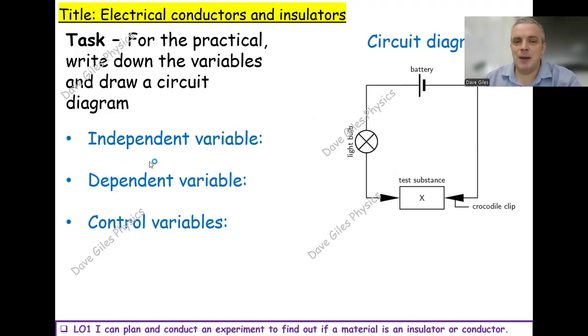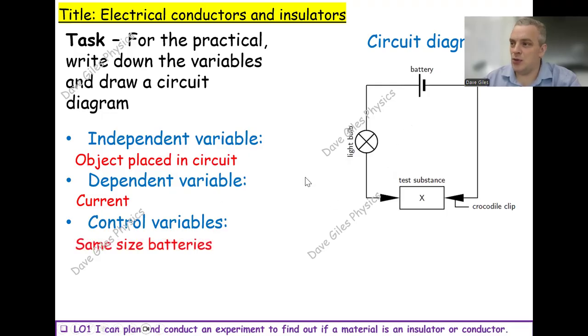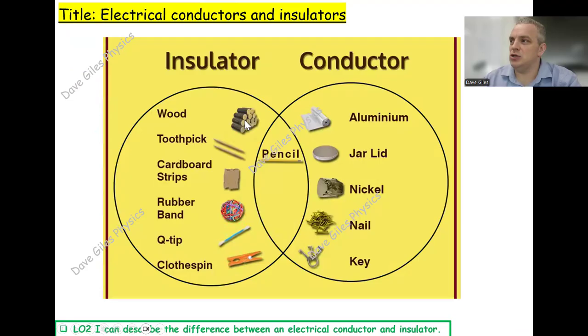So our independent variable, the thing we change, is the object placed in the circuit. The dependent variable is either the current, if we use an ammeter, or whether the bulb will light up or not, if we just use a bulb. Things to keep the same: we need to use the same size batteries, and the same bulb if we are using a bulb instead of an ammeter.